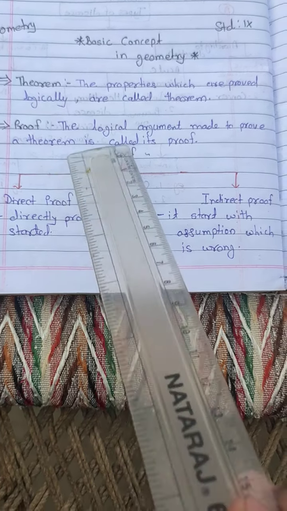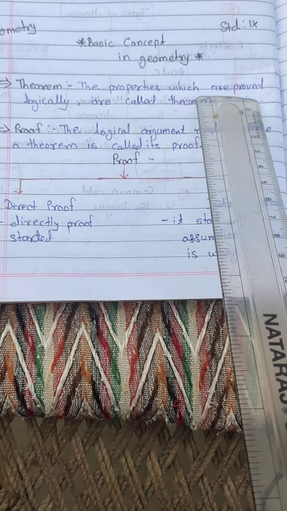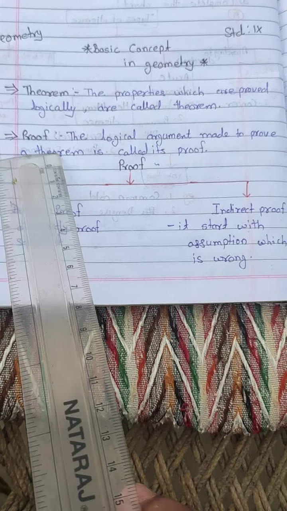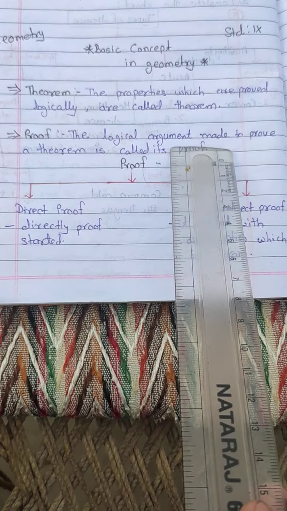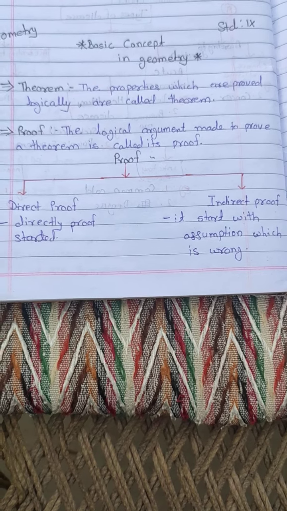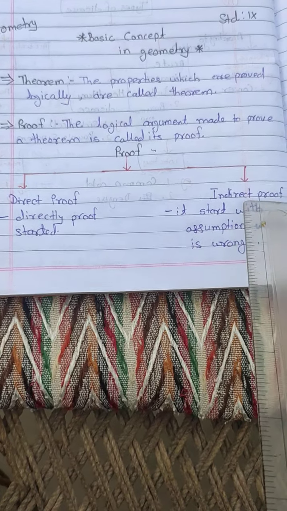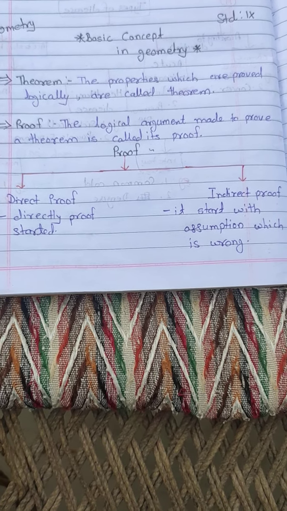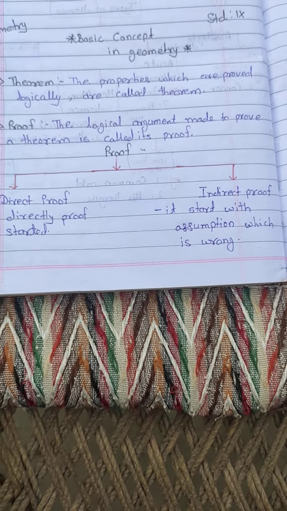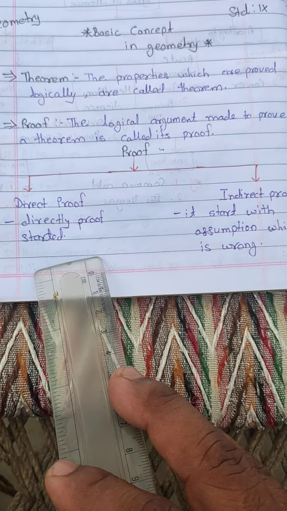You just write the definition. The properties which are proved logically are called theorems, and proof, the logical argument made to prove a theorem, is called proof. There are two types of proof. One is a direct proof, the second one is an indirect proof. A direct proof starts directly, and an indirect proof starts with an assumption which is wrong. So let's learn one by one. First we learn the direct proof.